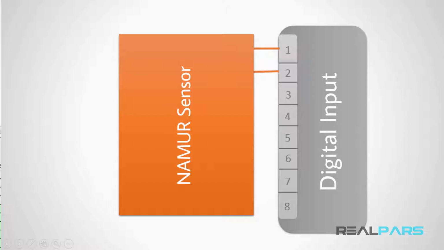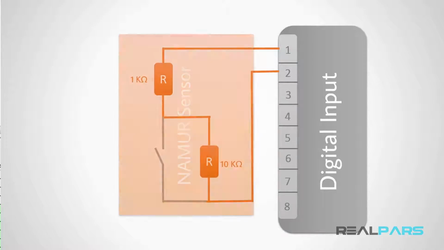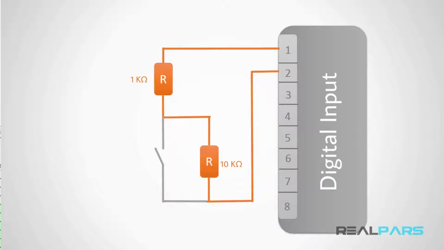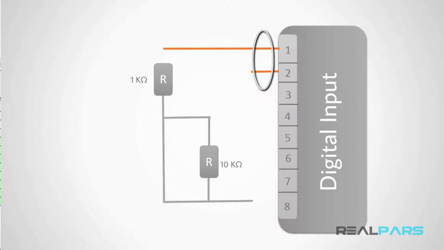Take a look at this picture. This figure shows how to connect a namer sensor to a DI module. In here, if the sensor is on, the resistance of the two ends of the sensor is 1 kilo ohms. Why? Because in this situation, the 10 kilo ohm resistance we have here is short circuit. If the sensor is off, the resistance between the two ends of the sensor becomes 11k ohms, and if the sensor is disconnected, the resistance is infinity.